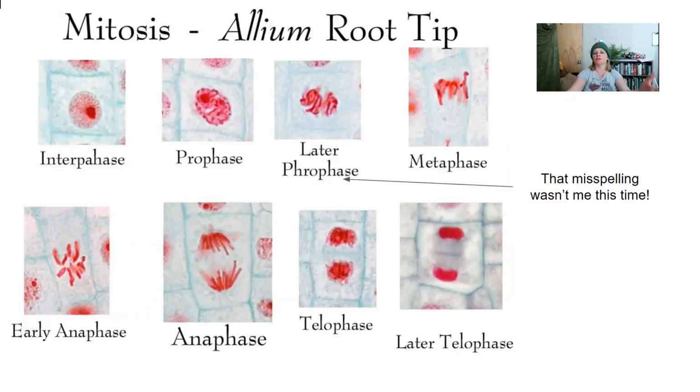Okay, so here's just a nice little summary of what these stages look like under a microscope, at least in plants. This misspelling was not me this time, but I think this is a useful figure even with a misspelling. So here in this plant cell, we can see the cell plate starting to form between the two daughter nuclei to make these into two new cells.